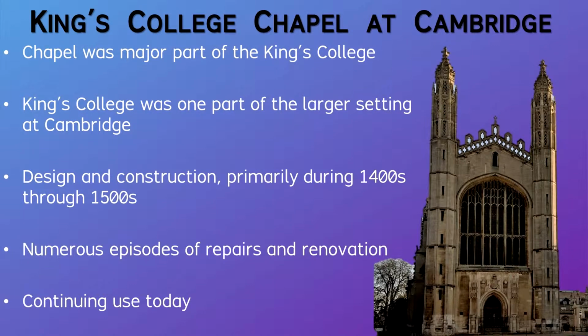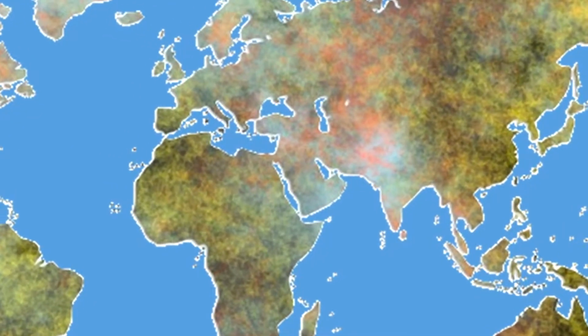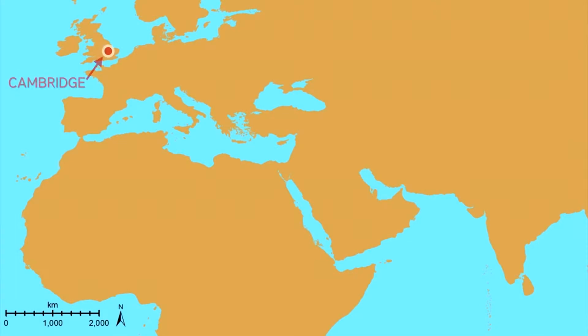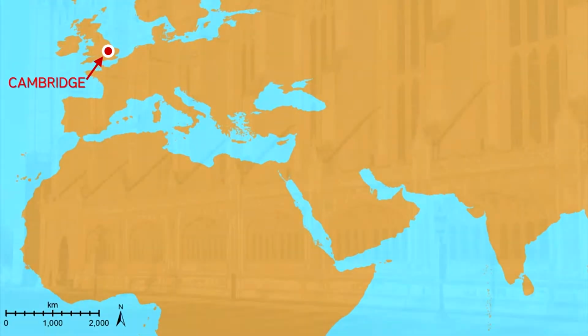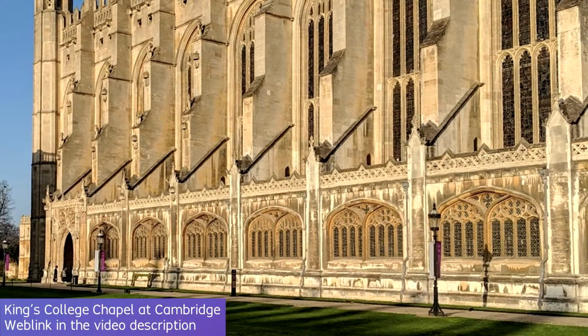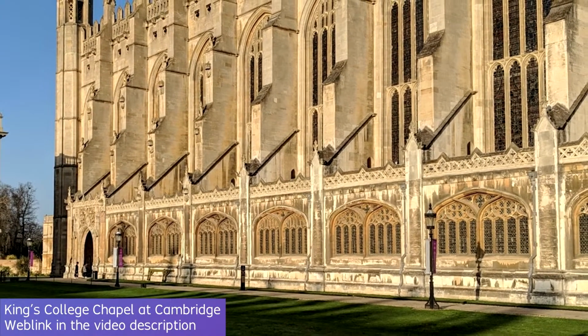The chapel was designed as one major part of King's College at Cambridge, and the college has been among the defining characteristics of Cambridge overall. The design and construction occurred primarily during the 1400s through 1500s, followed by numerous episodes of repair and renovation. Like many of the historical elements at Cambridge, King's College, and particularly the chapel, continue to be used now.